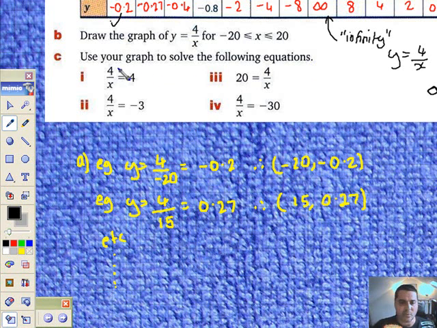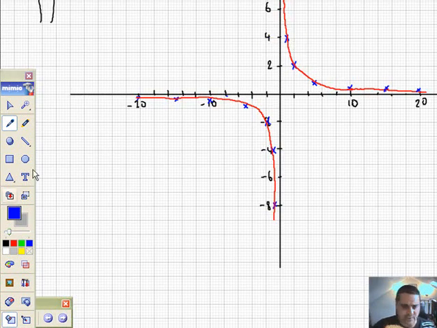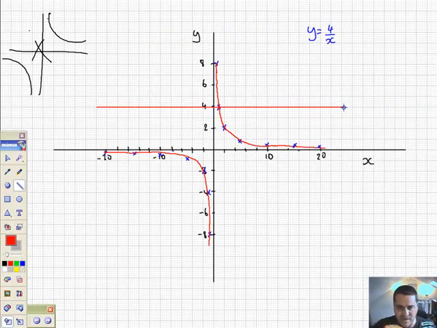So 4 over x equals 4. In other words, they want me to draw the line y equals 4. So let's just go blue. So y equals that, and y equals 4. Okay then, y equals 4. One solution right there. Let's just draw it in quickly in red. So bang, I don't really need all this, but I like using the facility. So that's the line y equals 4, and there's one solution.